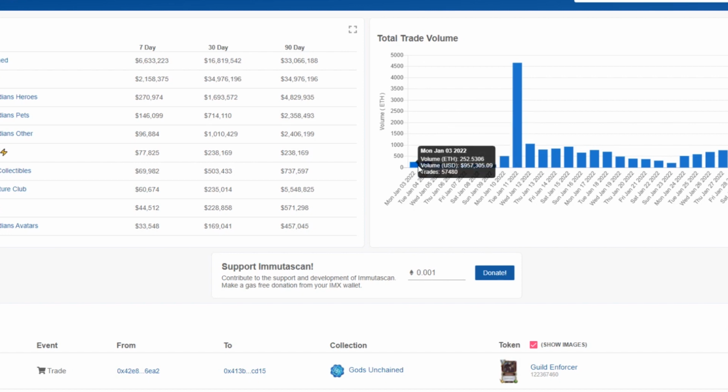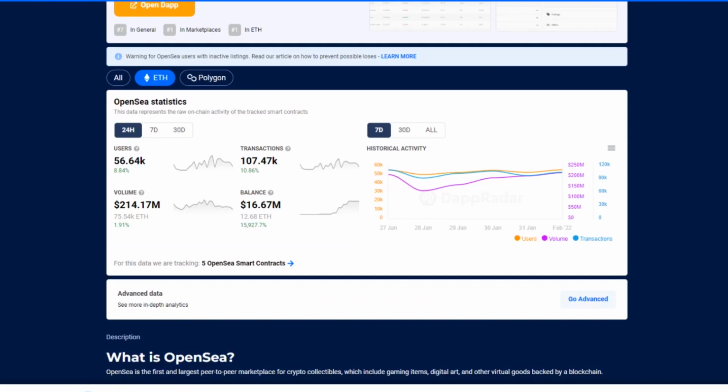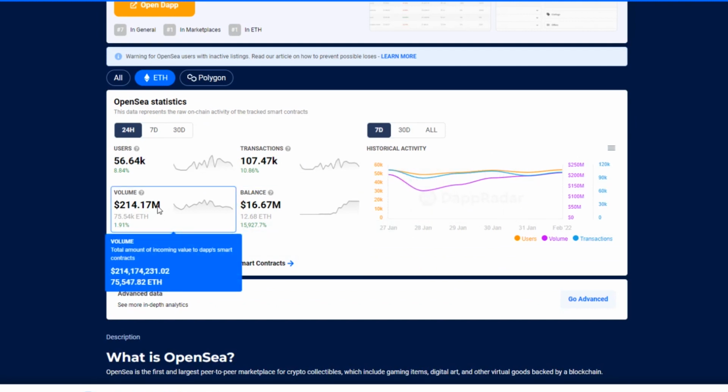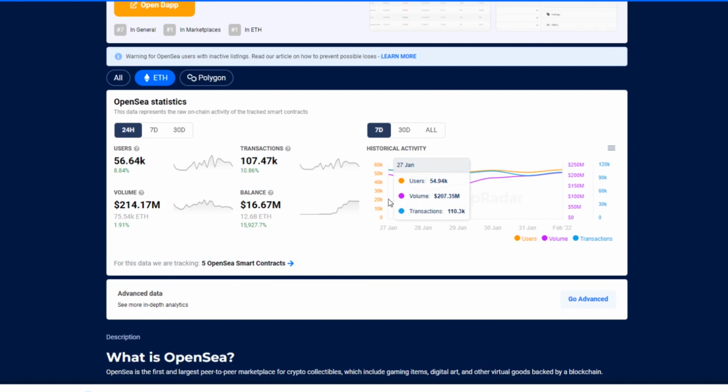IMX is doing about $1 million worth of volume per day, all right? You have a big spike here. It's been up, but you could see we're between 1 and 5 million a day. OpenSea just today, 200 million, right? 200 million in volume. So you can see what I'm getting at here.